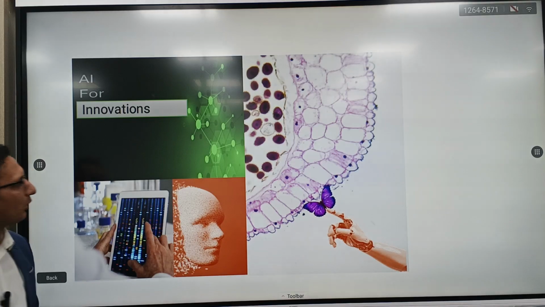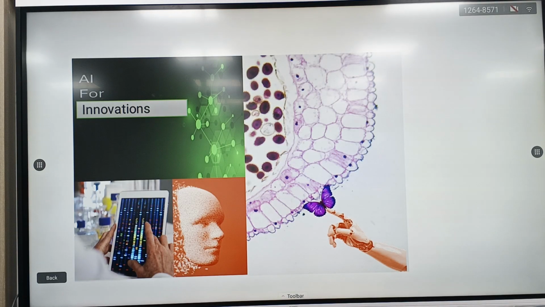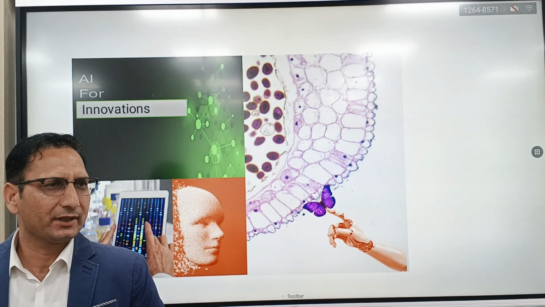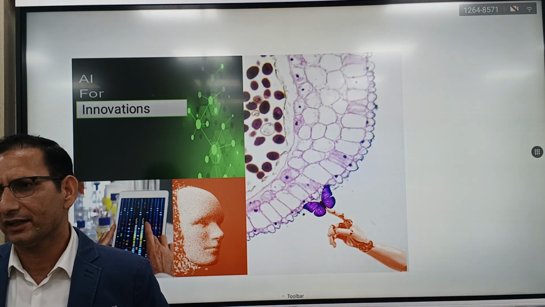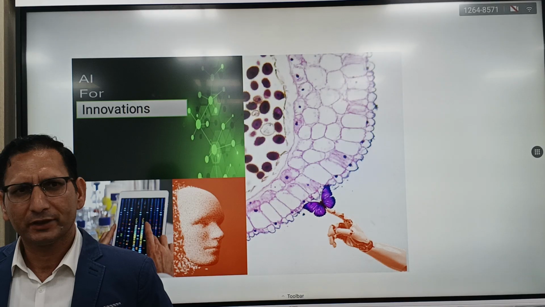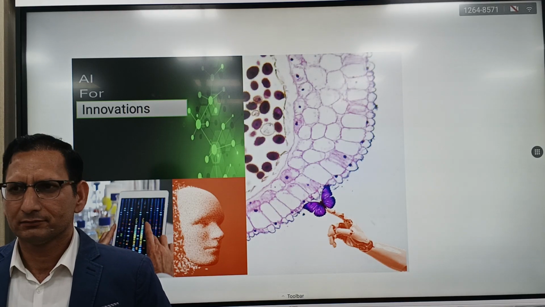So here I'm talking, this is the second part, and I'm talking about AI for innovations. So what is AI? When we talk about AI, artificial intelligence, what comes to your mind? You are students, so if you give me an answer, I will be able to understand how much you know about AI or machine learning. Anybody know that? No?